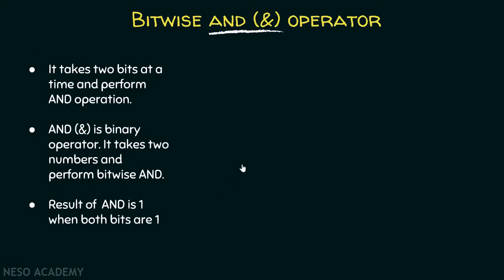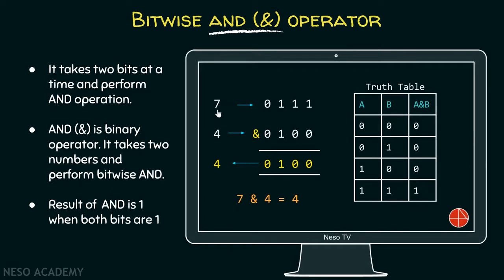Let's take one example in which we would be able to understand how bitwise AND operator takes 2 numbers and performs AND operation bit by bit. Here suppose we have 2 numbers, 7 and 4. This is the binary representation of 7 and this is the binary representation of 4. What bitwise AND operator will do is that it takes 2 bits at a time and performs AND operation. 1 and 0 is 0, 1 and 0 is 0, 1 and 1 is 1, 0 and 0 is 0. We know this thing, result of AND is 1 when both bits are 1.